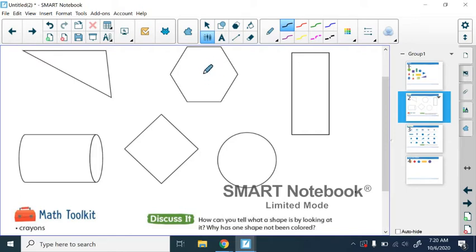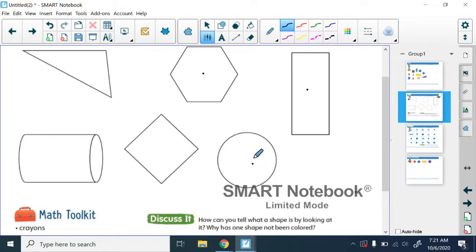What is this shape right here, boys and girls? You're right, this is a hexagon. Remember, a hexagon has 6 sides. How about this shape? This is a rectangle. It has 2 long sides and 2 short sides. That is a rectangle.